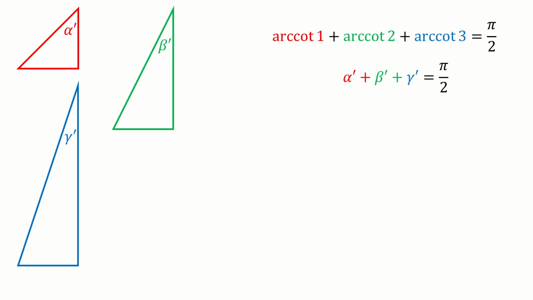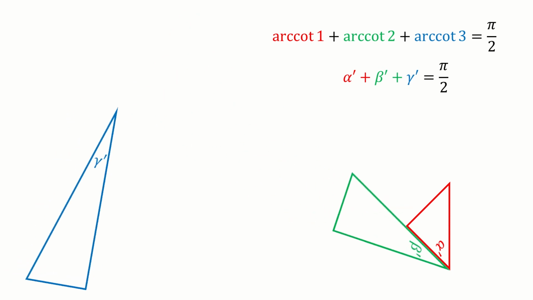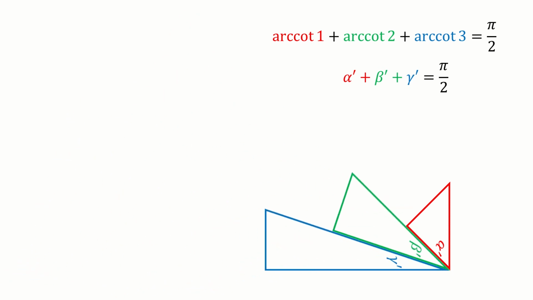So now we have solved this problem. The arccotangent 1 plus arccotangent 2 plus arccotangent 3 equals pi over 2. Also, we use an animation to demonstrate this relation. And here we mark the angles with alpha prime, beta prime, and gamma prime. So here is the alpha prime. Then add the beta prime. Then add the gamma prime. So we can see the sum of them is very close to pi over 2 from this animation.